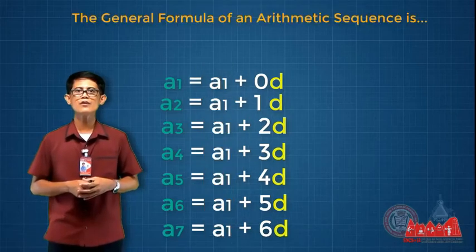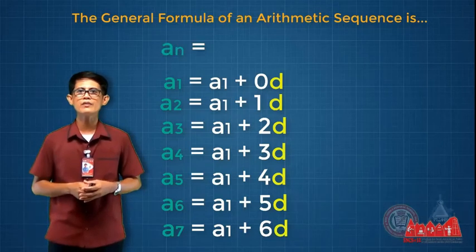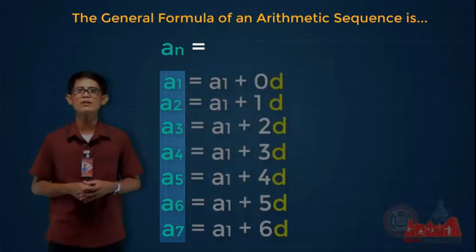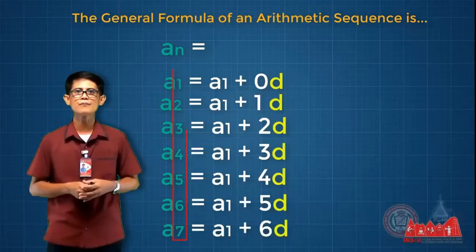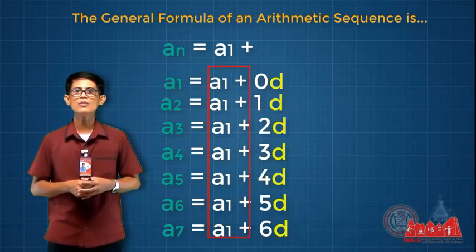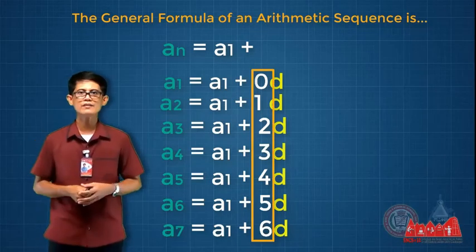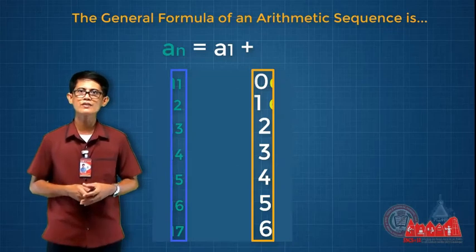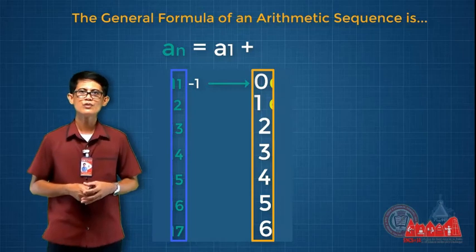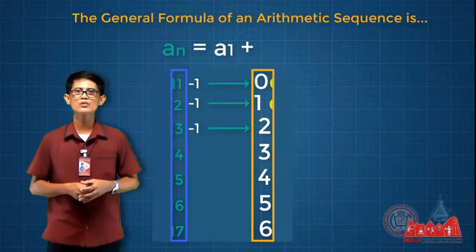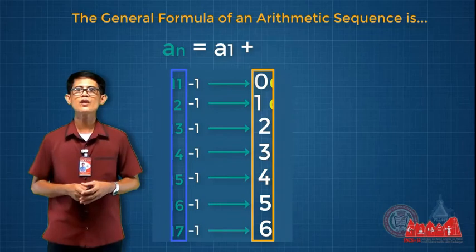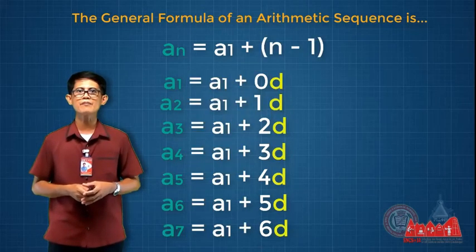Now we can derive the general formula of an arithmetic sequence column by column. Therefore, A sub n, or any position that you want to teleport, is equal to, by the way, these are n's, A sub 1 plus. Now look at this column of numbers. Compare this column with the numbers under column n. Do you see the relationship? 1 minus 1 equals 0. 2 minus 1 equals 1, 3 minus 1 equals 2, and so on. This column of numbers is just n minus 1 all the time, right? And finally, multiplied by d.